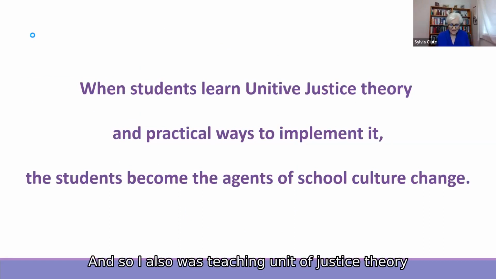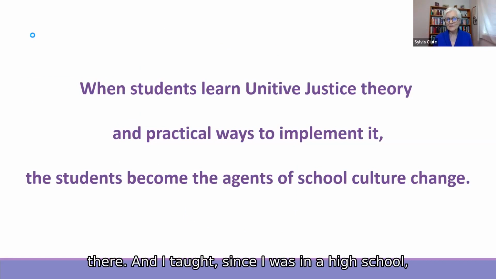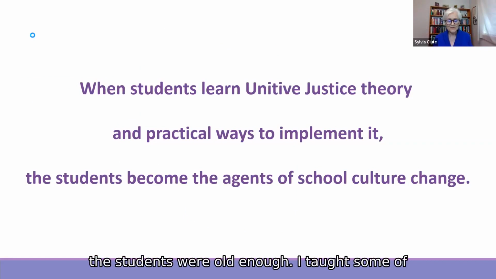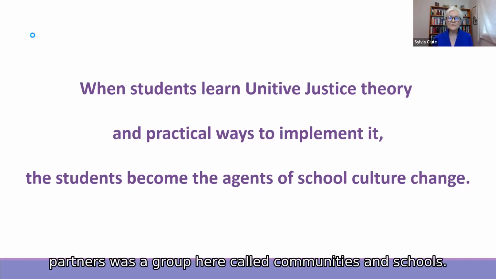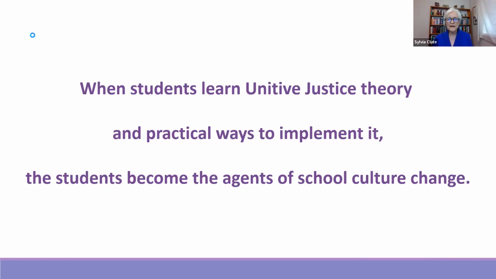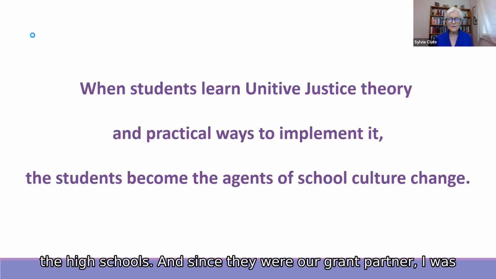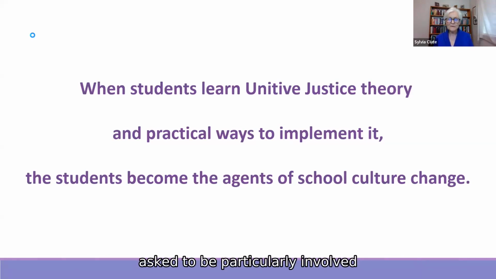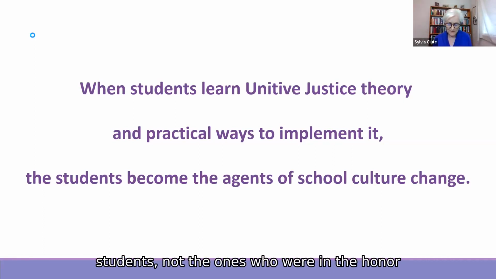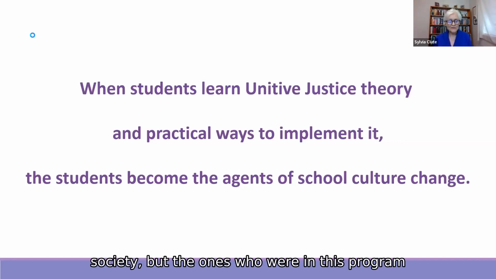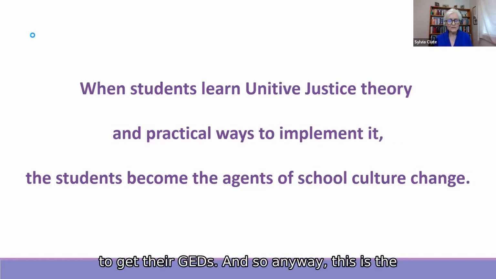And so I also was teaching Unitive Justice theory there, and I taught, since I was in a high school, the students were old enough, I taught some of them how to do the circle process. One of our partners was a group here called Communities in Schools, and they run a GED program in a lot of the high schools. And since they were our grant partner, I was asked to be particularly involved in their program. So I was working with the students, not the ones who were in the Honor Society, but the ones who were in this program to get their GEDs.